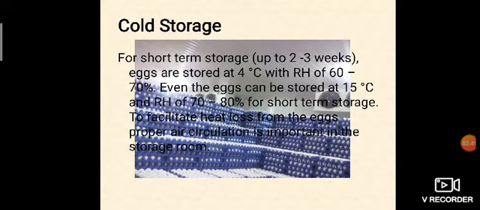Now for long-term storage, a temperature of minus 1.1 degrees Celsius with relative humidity of 85 to 90% is sufficient. But eggs in the shell should not be kept in the freezer.